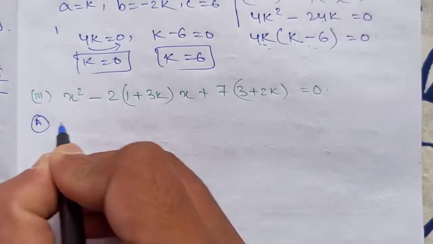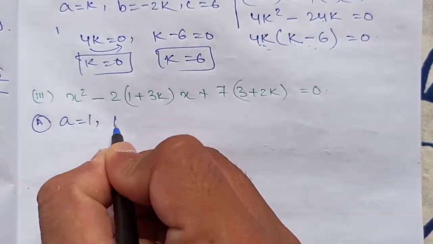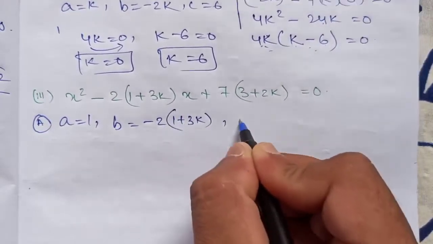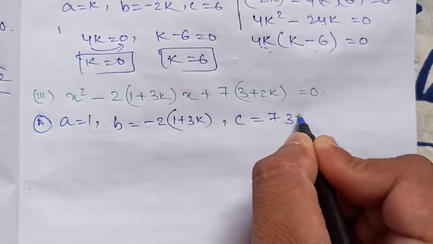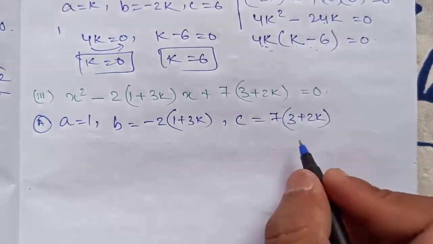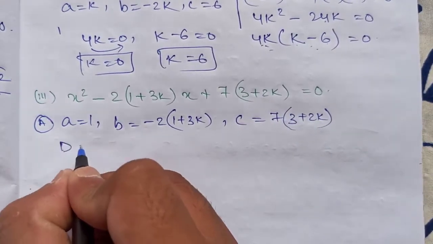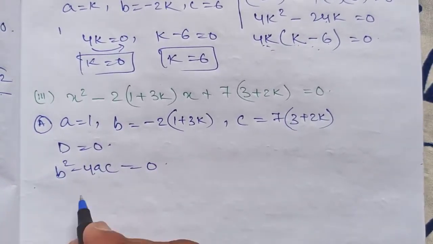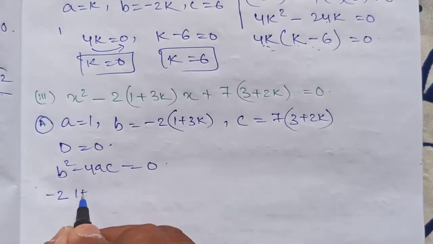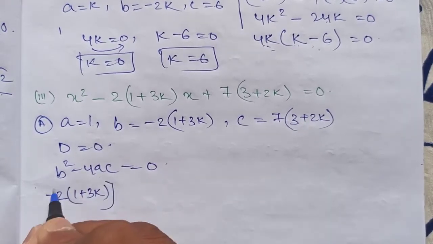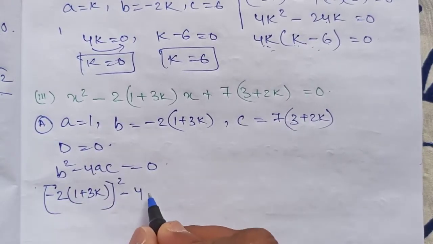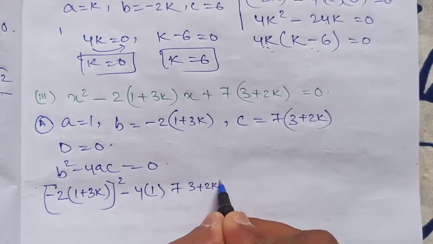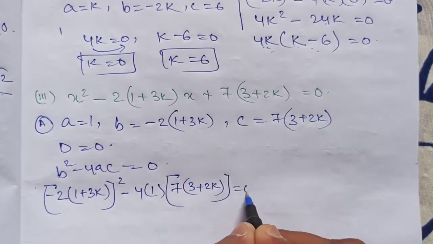From third bit we will write a, b, c. A is 1, b is minus 2 into (1 plus 3k), and c is 7 into (3 plus 2k). Okay. The whole term we have to take as c. First of all, we will take D equals to 0, that is b square minus 4ac equals to 0. What is b? B is minus 2 into (1 plus 3k) whole square, minus 4. A is how much? A is 1. C is 7 into (3 plus 2k). Okay, equals to 0.